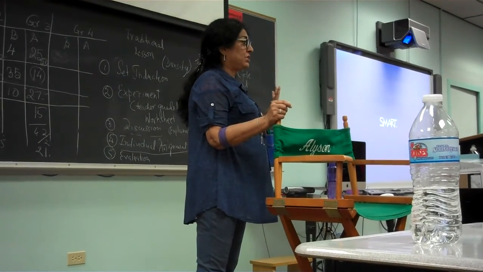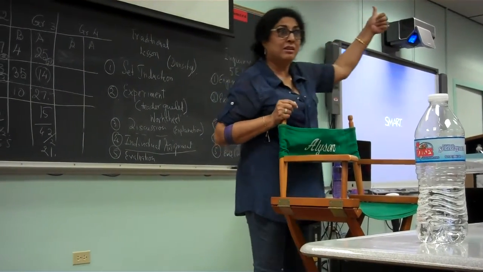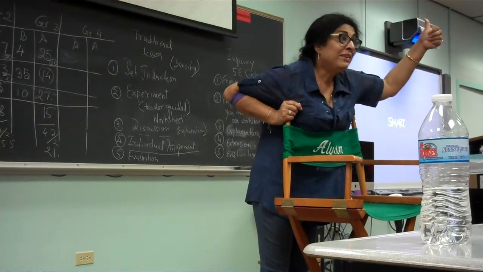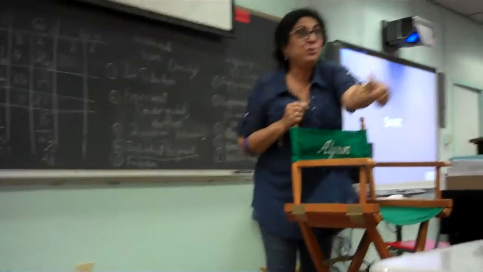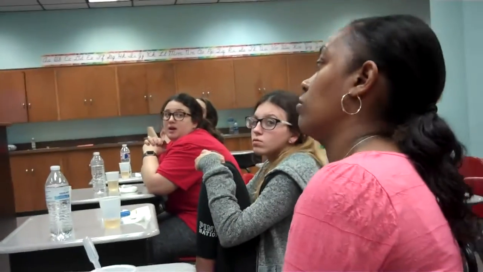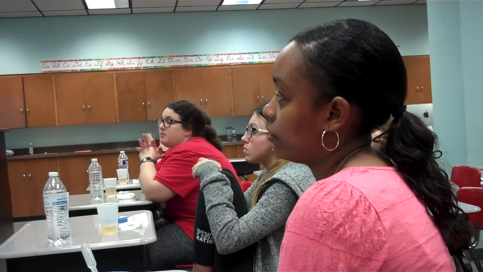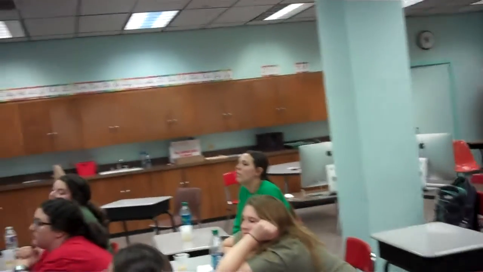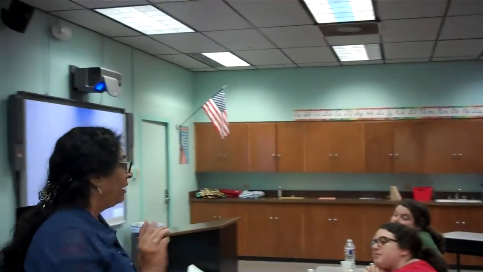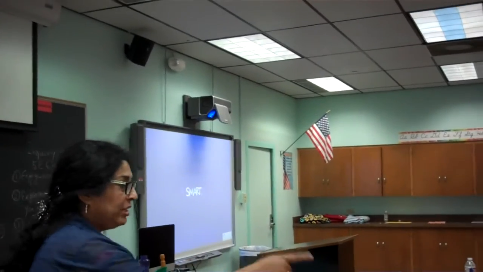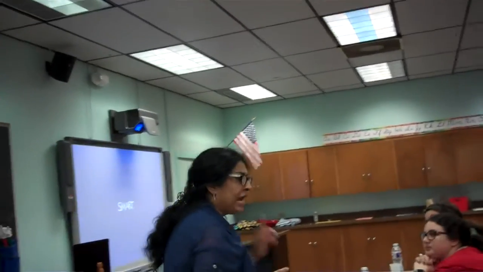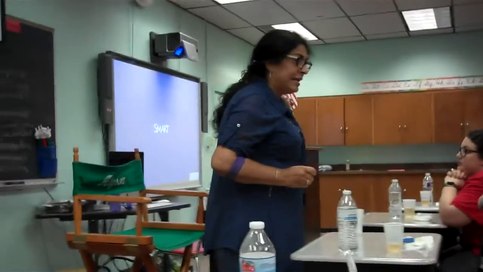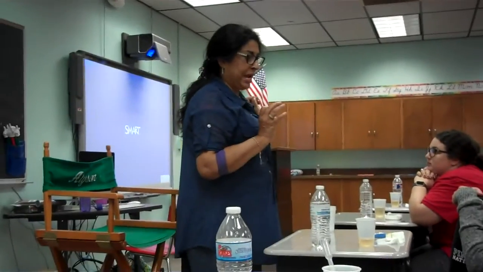The 5 steps. Number 1 is what? Engagement. Number 2, exploration. Number 3, explanation. Number 4, extension. Number 5, evaluation. Okay, now I go back. You said engagement. What was the engagement in the inquiry lesson? What part was the engagement?